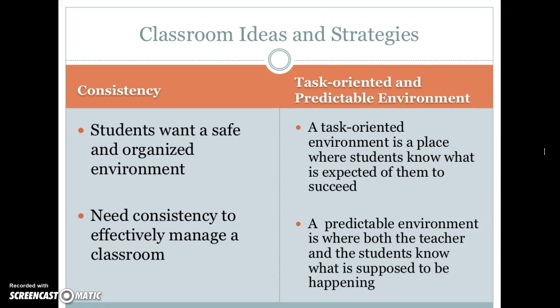So the other idea here is a task-oriented environment and a predictable environment, which both contribute to a well-managed classroom. In a task-oriented environment, students know what is expected of them and how to be successful in that environment. Building on consistent classroom management, a task-oriented environment can allow students to become better leaders and effective classroom managers. A predictable environment, on the other hand, is somewhere where both the teachers and students know what to do and what is supposed to be happening. Without closely monitoring the students, the teachers should be able to predict what is happening and why it is happening. That's also a key factor in a predictable environment.